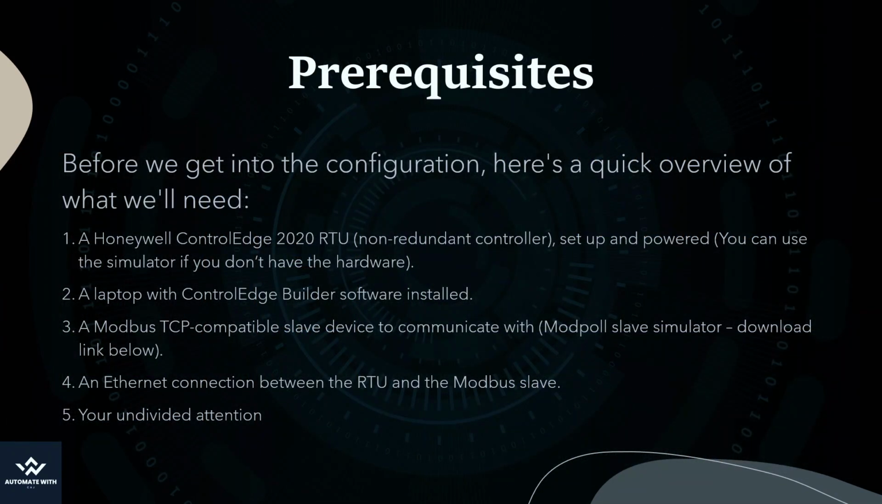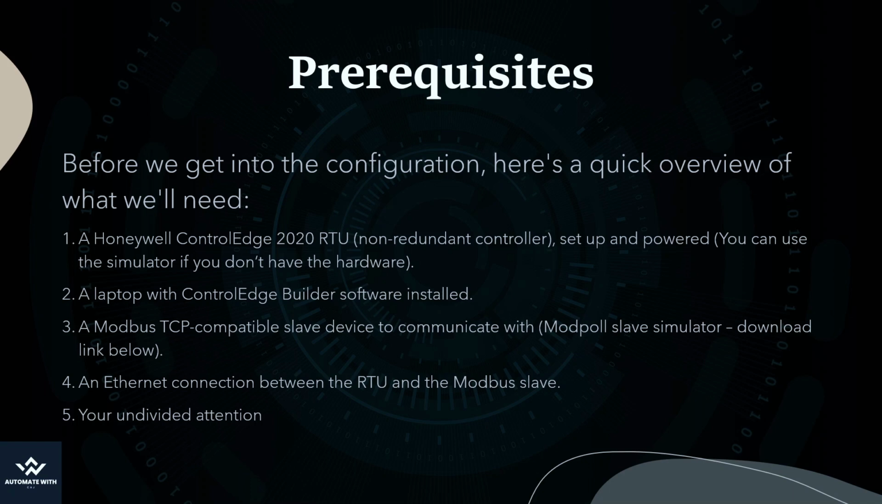Before we get into the configuration, here's a quick overview of what you will need. First of all, you will need a Honeywell ControlEdge 2020 RTU. And like I said before, we'll be using the non-redundant controller. If you do not have a physical device, you do not have an issue. You can use the simulator provided by Honeywell themselves. During the tutorial, I will show you how to set up the simulator.